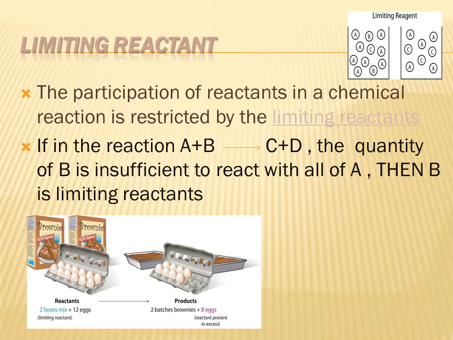So in the picture here, the reactants are 2 boxes of mix plus 12 x, so the products will be 2 batches of brownies plus 8 x. So 2 boxes of mix is the limiting reactant. The limiting reactant is the reactant that is completely consumed in a reaction. When it is used up, the reaction stops, so it limits the quantity of products formed.